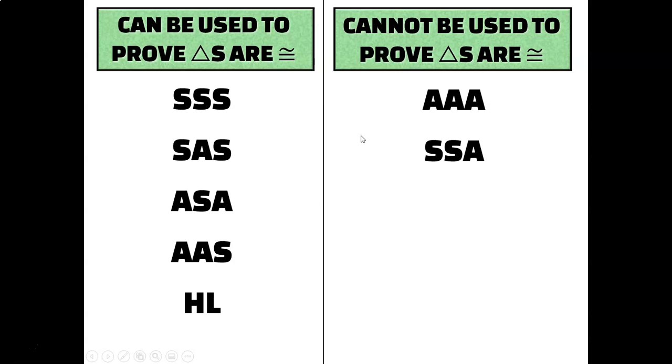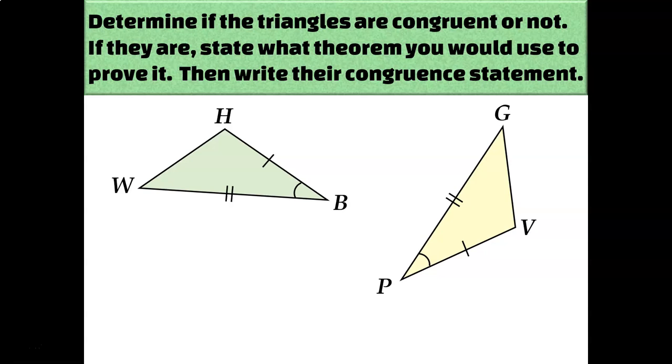So the things you can use to prove that two triangles are congruent are SSS, SAS, ASA, AAS, and HL. You cannot use AAA or ASS. So let's try a few examples. We're going to look at the information that's been provided on these diagrams and determine whether or not the triangles are congruent. If they are, then we'll state which theorem we would use, and we'll write a congruent statement.